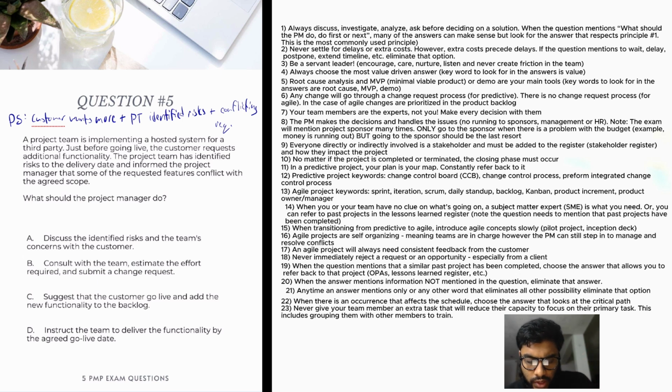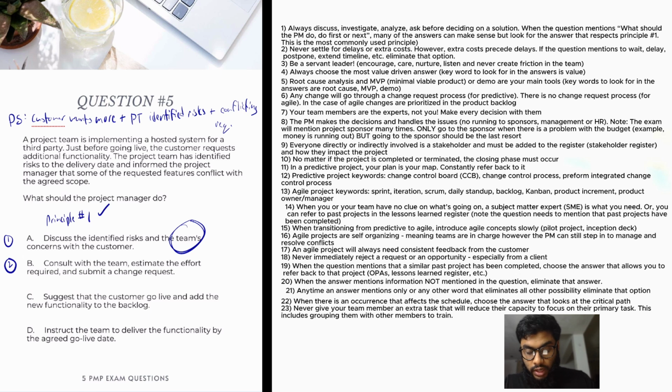So discuss the identified risk and team's concerns with the customer. I like that. Okay, your team members, remember, are your experts, so they'll know exactly. So their opinion on the risks is very, very important because they're the ones that are actually building the product. So I like that you're taking a step back too. This is principle number 1 in action. Consult with the team, estimate the effort required, and submit a change request. So that's good. It doesn't involve the customer. I would do A first and then B for now.